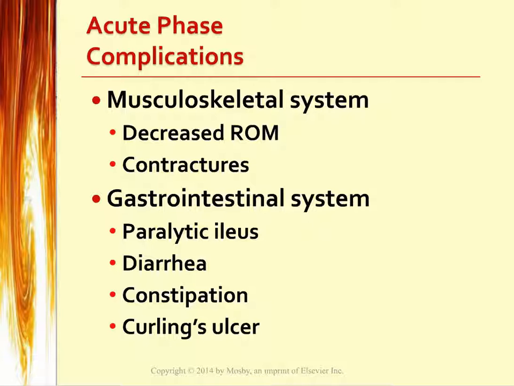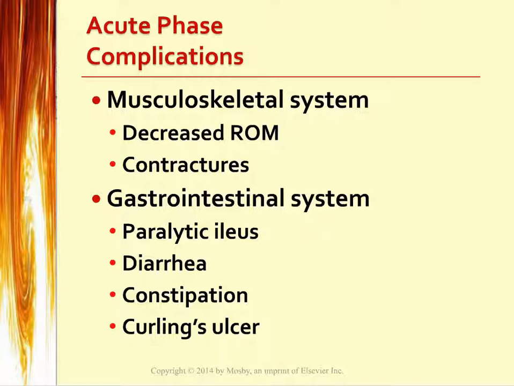With the gastrointestinal system, paralytic ileus can be caused by sepsis. Diarrhea can result from the use of enteral feedings or antibiotics. Constipation can occur as a side effect of opioid analgesics, decreased mobility, and a low-fiber diet. Curling's ulcer is a type of gastroduodenal ulcer characterized by diffuse superficial lesions, including mucosal erosion. It's caused by the generalized stress response due to decreased blood flow to the GI tract.